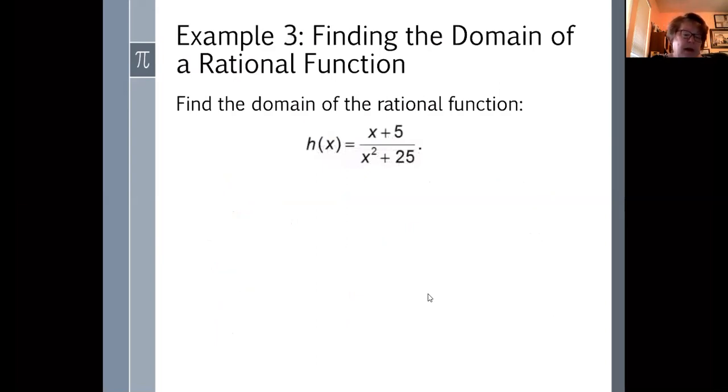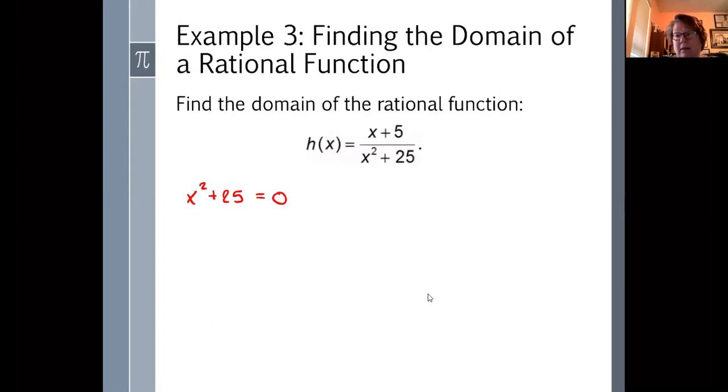We have h of x equals x plus 5 over x squared plus 25. And we did do an example just like this from chapter 2. This is the case where if I set the denominator equal to 0, which is how I would find the domain of this function, we probably quickly see that there is no real number that I can replace x with and add 25 and get 0.